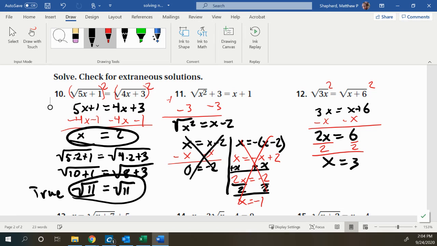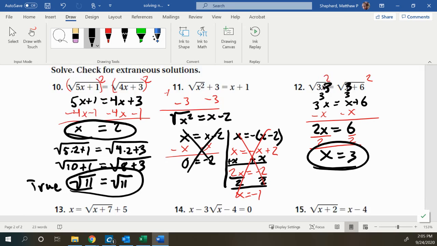And x equals 3. So let's just do a quick check. I'm just going to plug it right up there. So square root of 3 times 3, well, that should be 9. Square root of 9 is 3. So on the left side we'll get a 3. Over on the right side, 3 plus 6 is 9. Square root of 9 is 3. We have a solution.